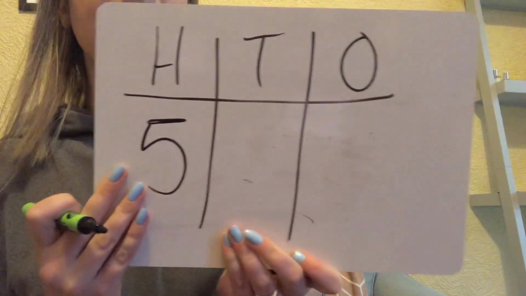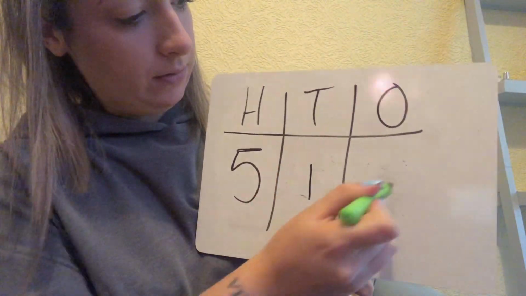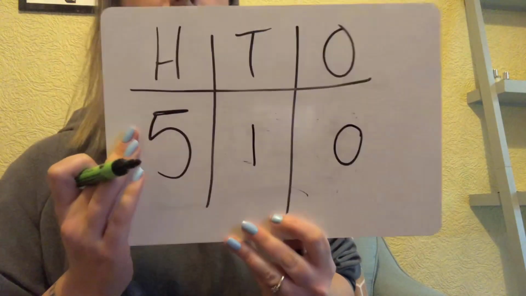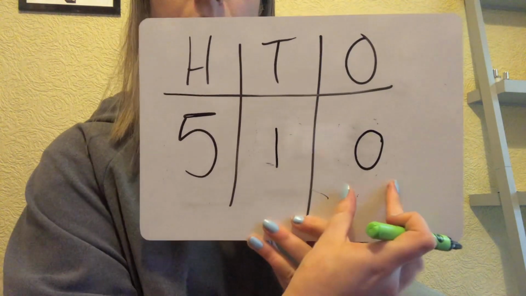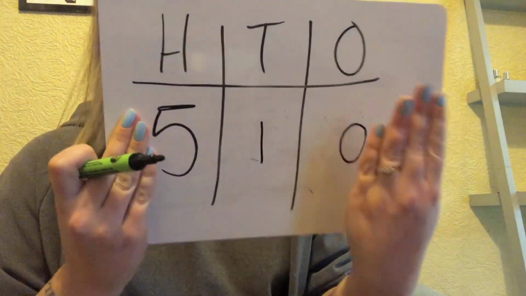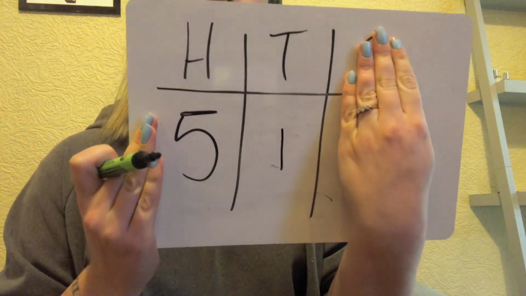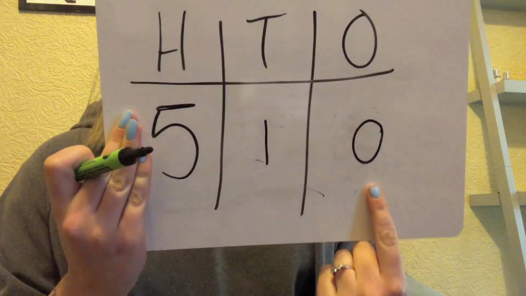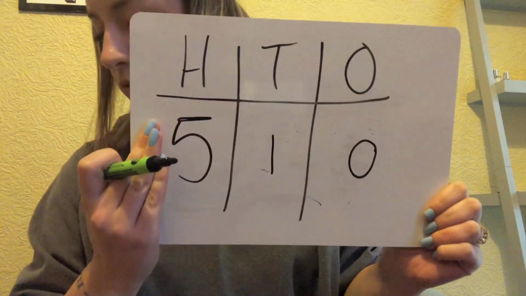How would you represent 10? A 1 and a 0. Okay, so it would move up, and this is why we need the placeholder. If we took that placeholder off, it would read 51. So the placeholder, the 0, needs to be in your place value chart.